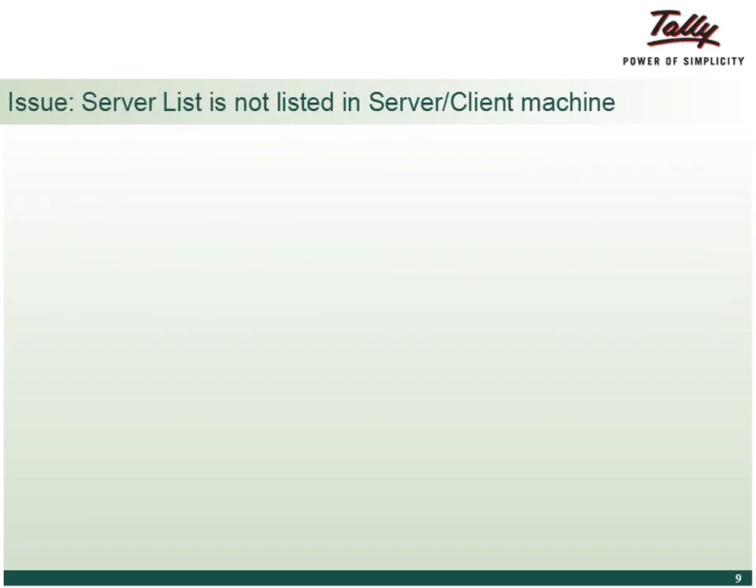Next issue is server list is not listed in server or client machine. So this problem may occur either on the server system or on the client systems. Server list, in the sense, as soon as you start publishing the data from Tally Server 9, once you enter on select company option, on the right hand side of the button bar, you will be getting the option server data location. If this server list is not appearing, then you will not be able to access the company from Tally Server 9. Let us now see how exactly we can troubleshoot this particular issue.